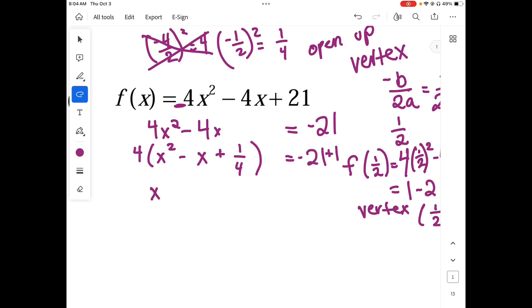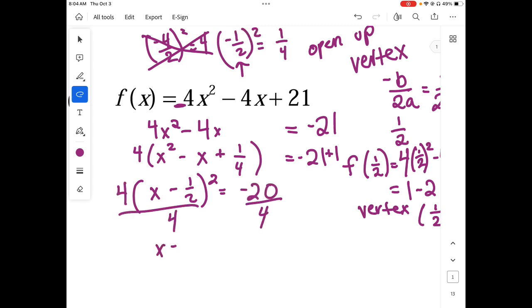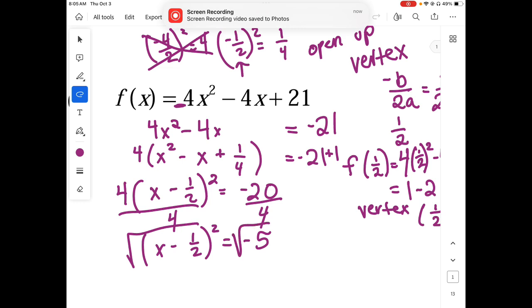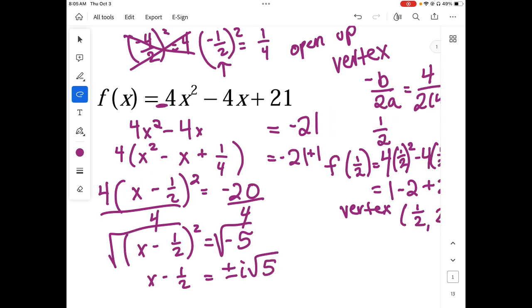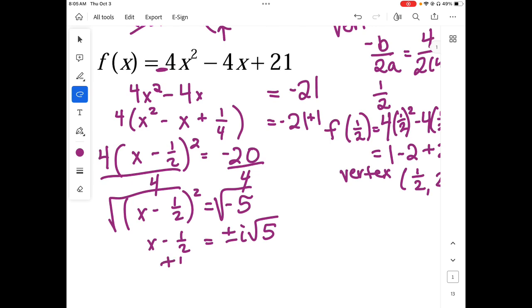All right, so now I have x minus 1/2 squared equals, then we're going to divide by 4. So I have x minus 1/2 squared equals negative 5. Now take the square root of both sides. Get x minus 1/2 equals plus or minus, I can go ahead and switch that to i square root of 5. Then I add 1/2 to both sides. x equals 1/2 plus or minus i square root of 5.